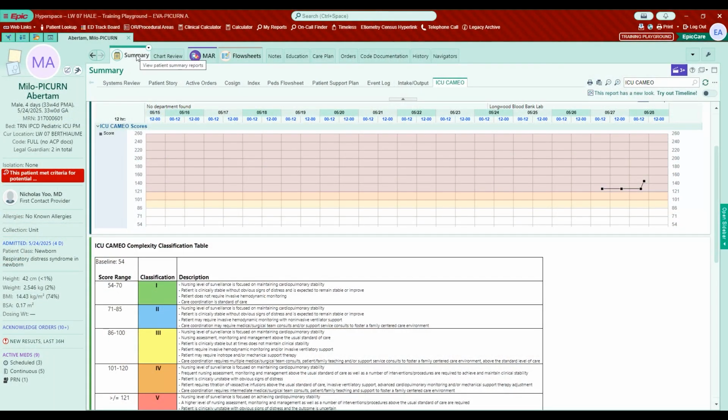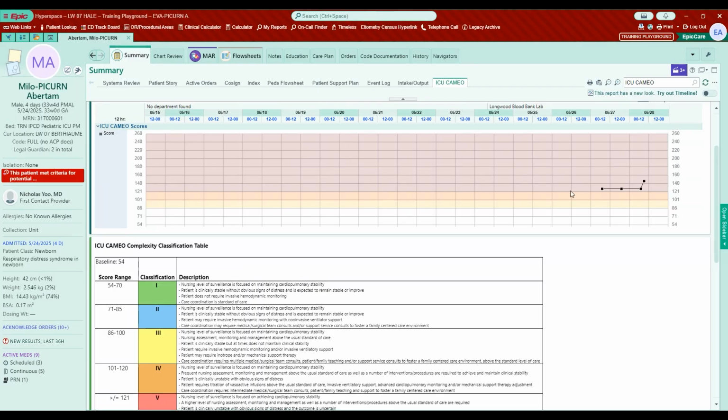So let me walk you through completing a CAMEO entry for a 4-day-old patient on post-op day 3 following his stage 1 repair for hypoplastic left heart syndrome. This is a simulated patient within the Epic platform for training purposes. I start by logging into the patient's chart, where I will find the CAMEO tool that's built into the Epic platform.